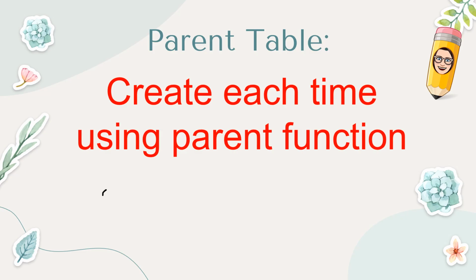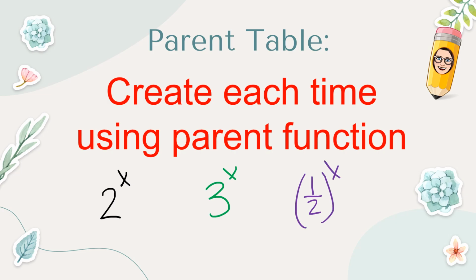Why do I say that? Because I might give you 2 to the x. That's different than if I say 3 to the x. That's different if I say 1/2 to the x. Those are all parent functions, right? There's no transformations happening there. But how this 2 creates a table, how this 3 creates a table, and how this 1/2 creates a table, they're different every time. Could you memorize a lot of the basics? Probably, but I would stick to just planning on creating a parent table each time.